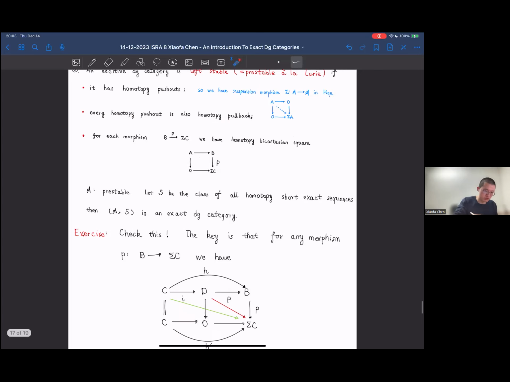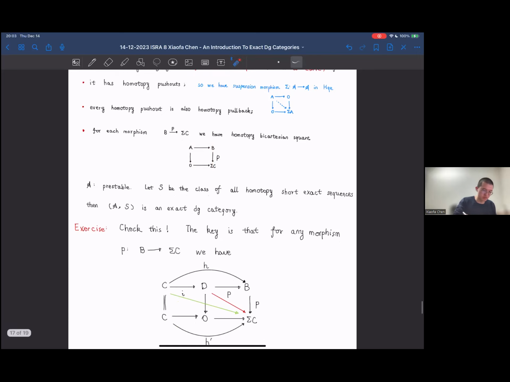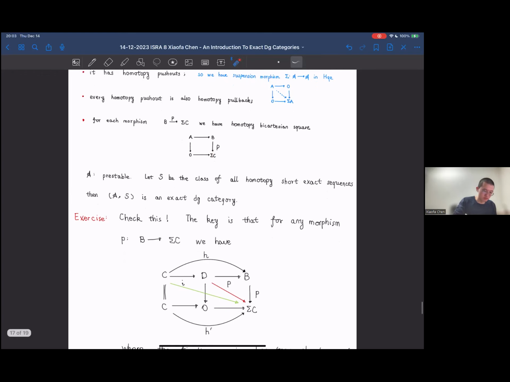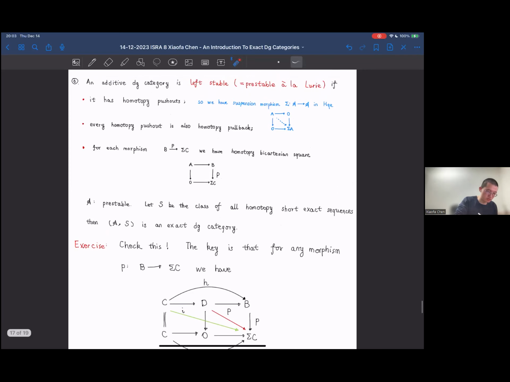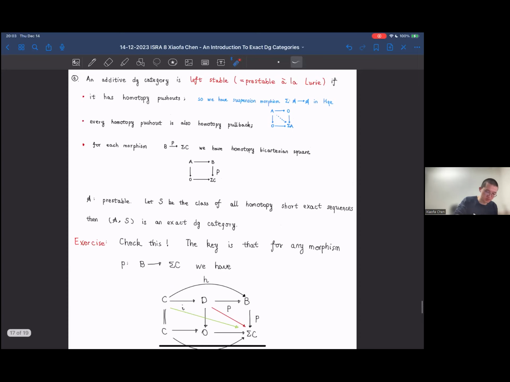Okay? But for a map from an object B to the suspension of an object in A, we have such a homotopy bicartesian square. Now, when the additive DG category A is pre-stable, we can define an exact structure on A. So we simply take all homotopy short exact sequences in A.